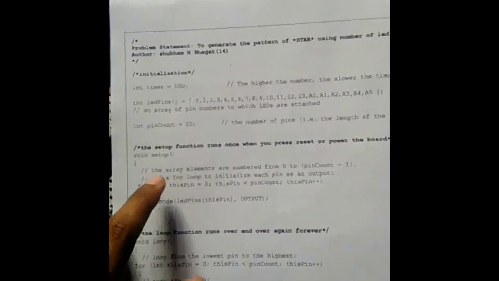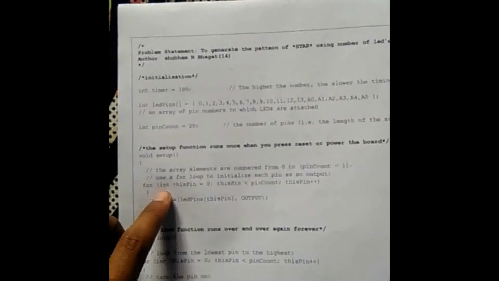Now the setup function, which is used to initialize the pins or variables, and here I have used a for loop. For int this pin equals 0, that means starting from the 0th pin, this pin less than pin count. This means that array elements are numbered from 0 to pin count minus 1, and this pin plus plus is for incrementing the pin number. And I have used pin mode to declare all the LED pins as output.